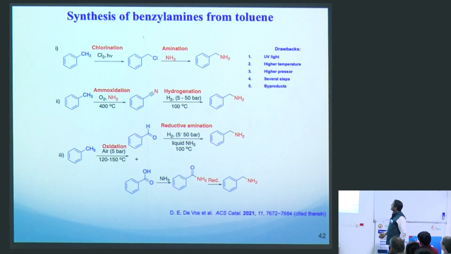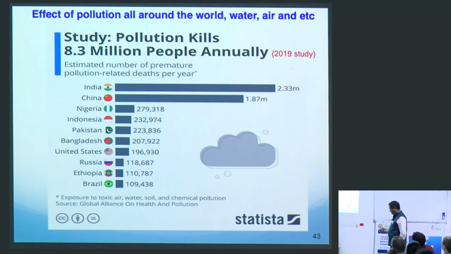But what are the drawbacks? They require UV light or higher temperature and higher pressure. If you look here, they used around 400 degrees Celsius and 5 to 550 bar pressure. If you want to go for industrial scale, very high pressure creates problems, as does going for higher temperature reactions. But still, industries are using these methods.